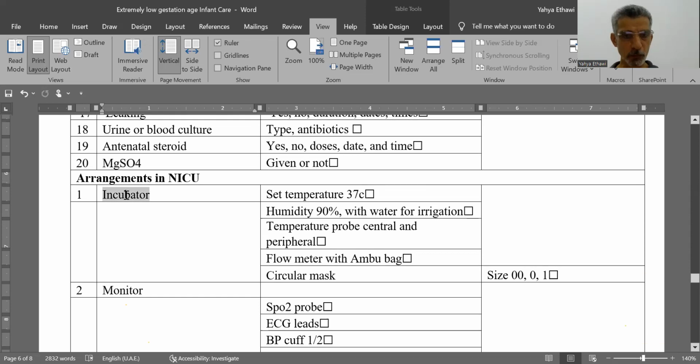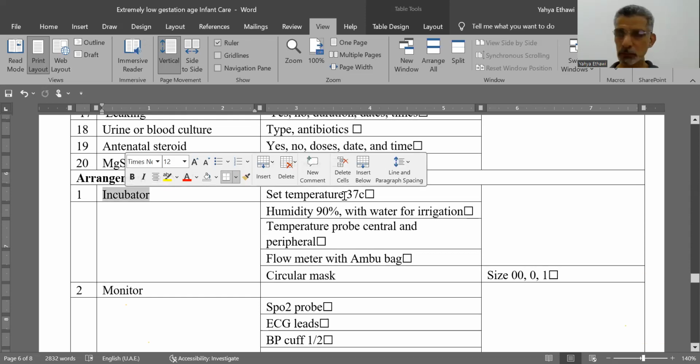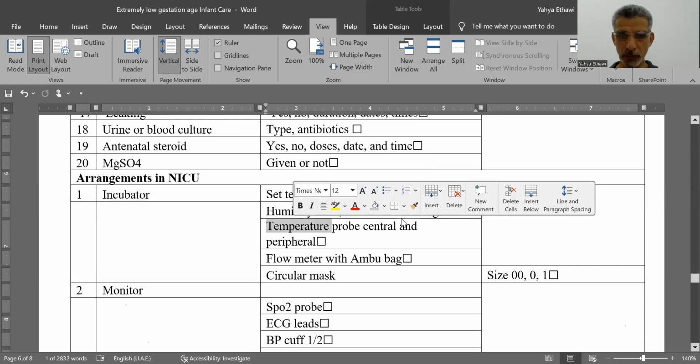So for example, the incubator, we need to set the temperature of the incubator at 37 degrees Celsius. We need the humidity to be 90%. And the water reservoir of the incubator should be filled. We need a temperature probe, central and peripheral. We need a flow meter to measure the flow. We need an Ambu bag. We need a mask, a circular mask, not the mask with notch. So it should be circular with cushion. And we need sizes 00, 0, and 1. So this is the incubator.